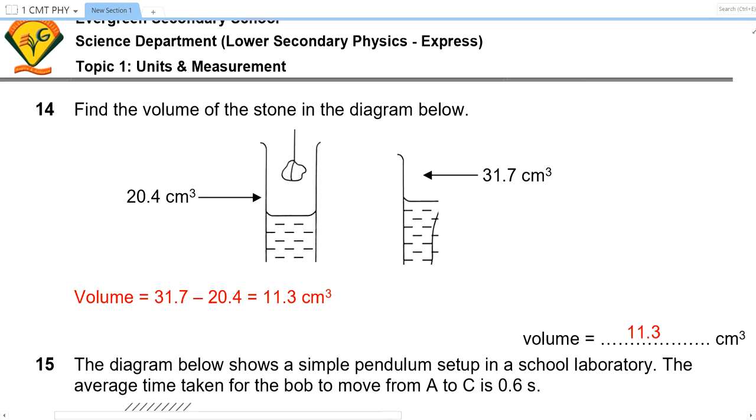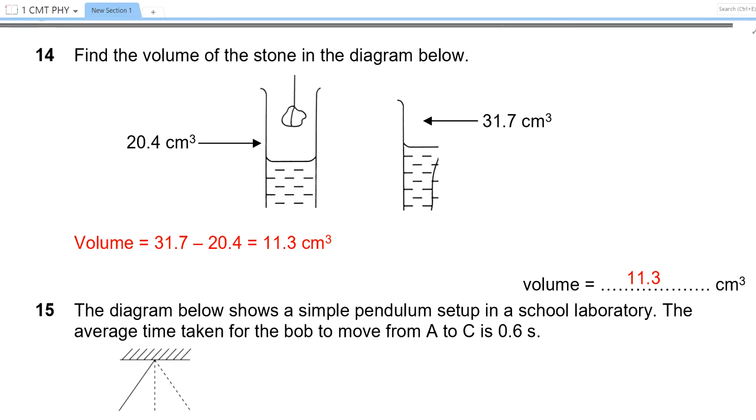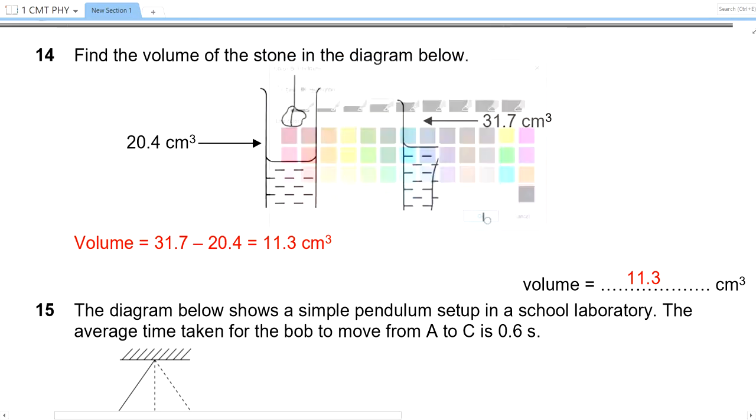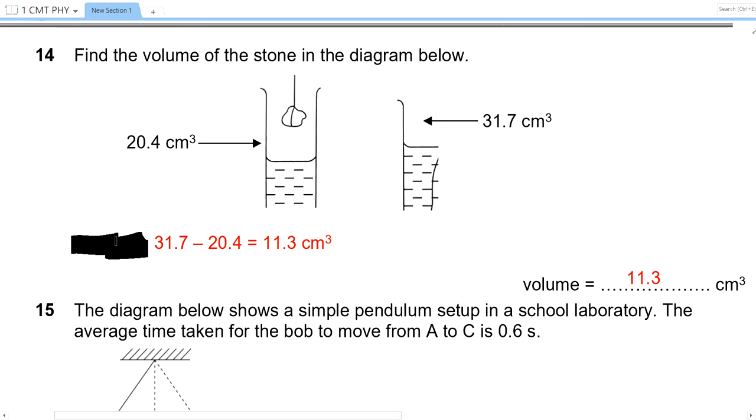Okay, next. Find the volume of the stone in the diagram. Do you get a correct answer? Is it easy? Yeah, 11.3, yeah? What if I choose not to have this? What do you think of this answer? 31.7 minus 20.4, you get 11.3.